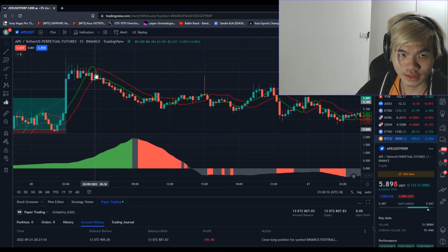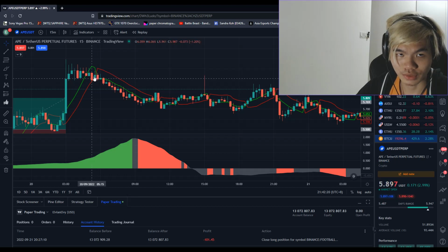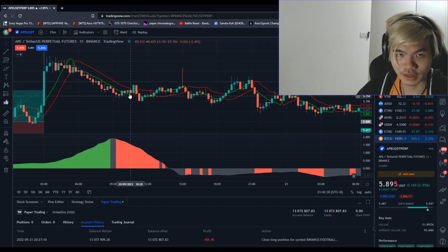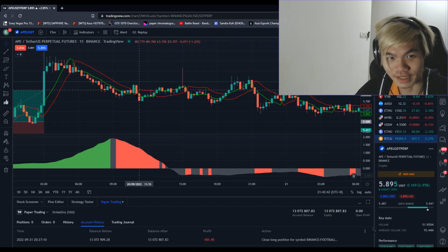So this was a short play. It was good, but we couldn't tell that obviously when it happened, but it was green color, so we wouldn't have taken this trade. Okay, and then this happened here. It was red, and then it was red when it passes through, and this side was red, so it was bad. We didn't take this trade.